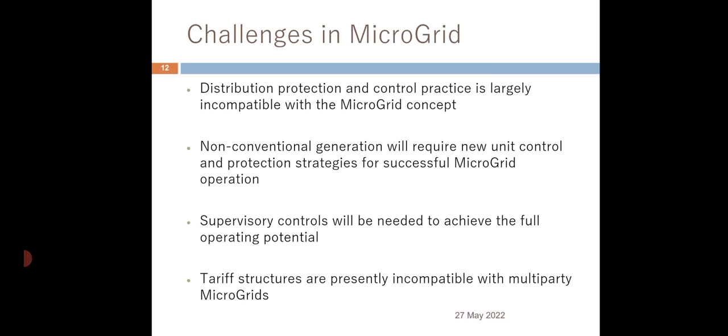Challenges in a microgrid. Distribution protection and control practice is largely incompatible with the microgrid concept. Non-conventional generation will require new unit control and protection strategies for successful microgrid operation. Supervisory controls will be needed to achieve the full operating potential. Tariff structures are potentially incompatible with multi-party microgrids.